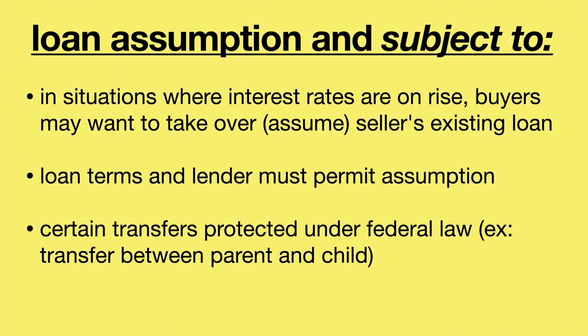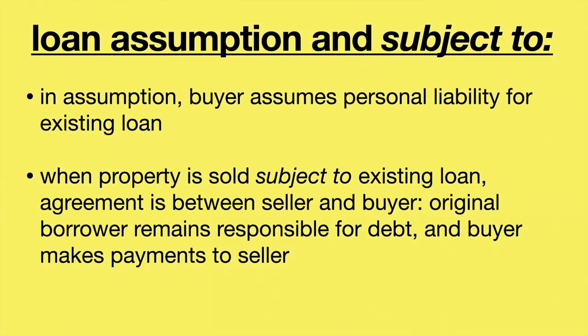In an assumption, the buyer assumes personal liability for the existing loan. When the property is sold subject to the existing loan, the agreement is between the seller and the buyer. The original borrower remains responsible for the debt, and the buyer makes payments to the seller.